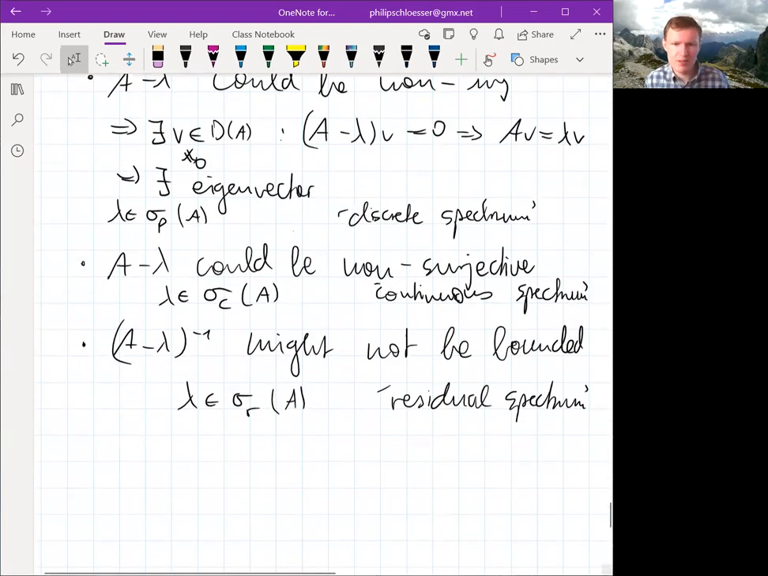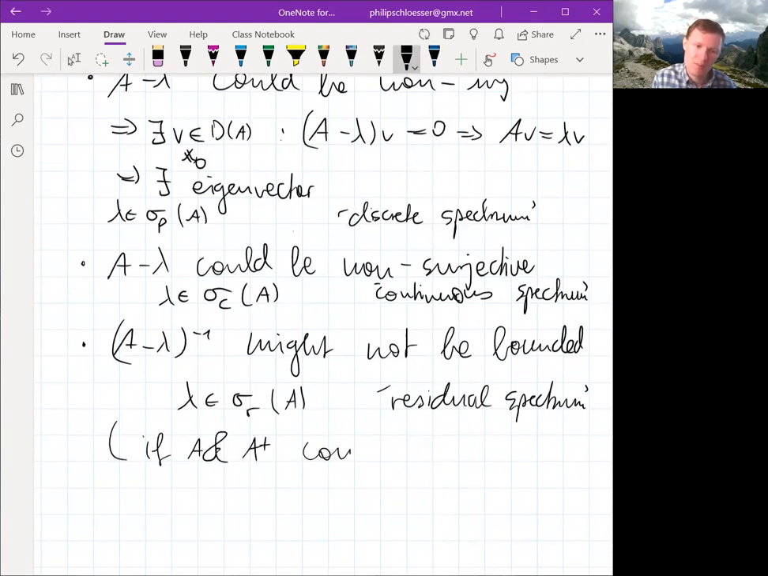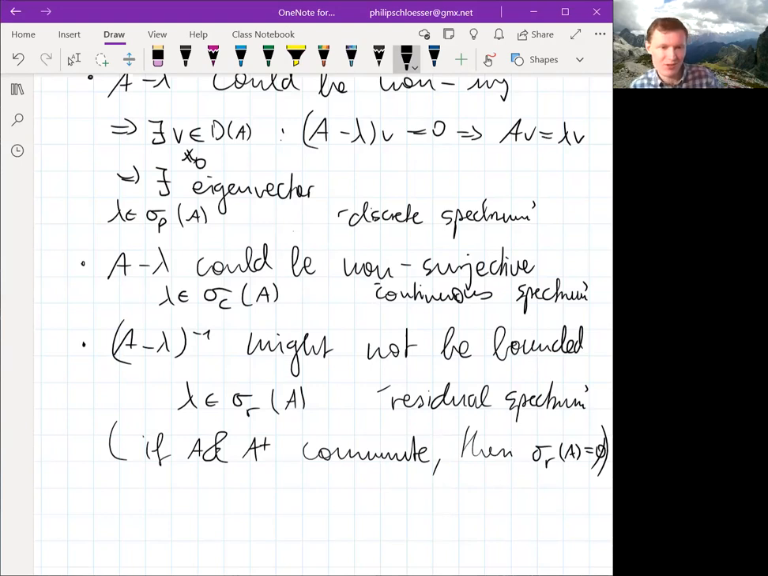The thing with the residual spectrum is, if A and A dagger commute, then the residual spectrum just doesn't occur. In particular, if A is closed, as the Hamiltonian usually is, then it just doesn't have a residual spectrum.